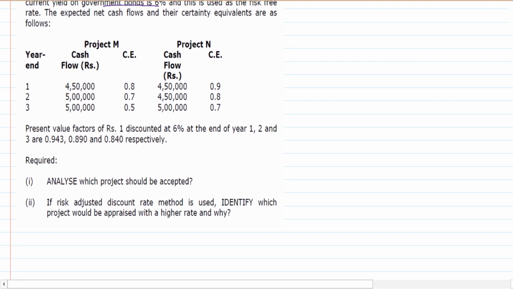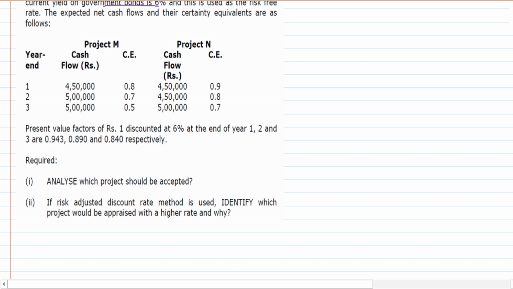They are saying analyze which project should be accepted. See, we are going to calculate the net present value. So the project that is acceptable is that project which has the highest positive net present value. So we will work out the NPV of project M, we will work out the NPV of project N, and wherever the NPV is higher, that project shall be selected.